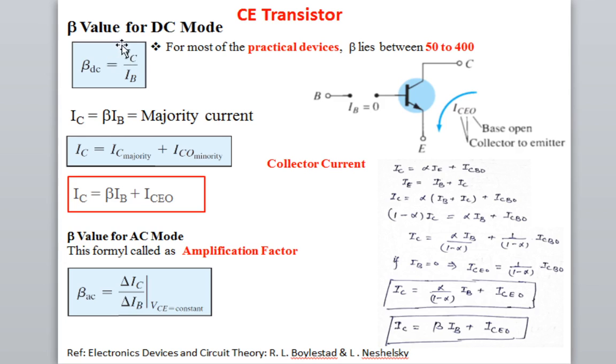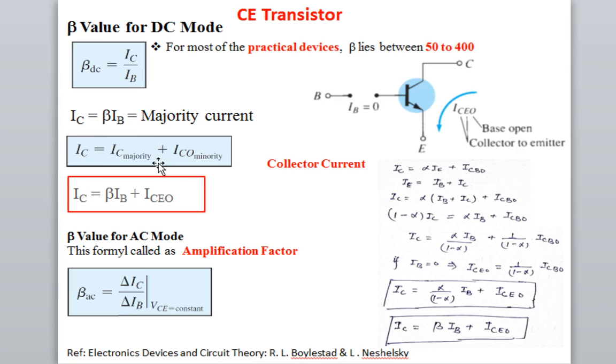So IC will be equal to beta into IB, and this collector current is coming because of the majority charge carriers. So this is what we call the majority charge carrier current or majority current. As we have done in the case of the common base transistor, similarly here we are doing the same thing. So collector current can also be written as a superimposition of two currents, that is the majority carrier current and the minority carrier current.